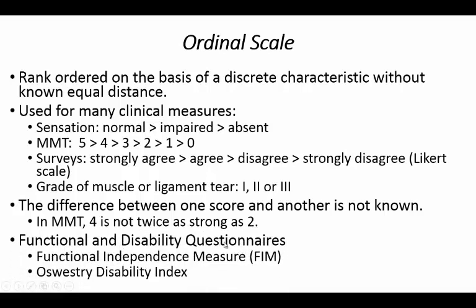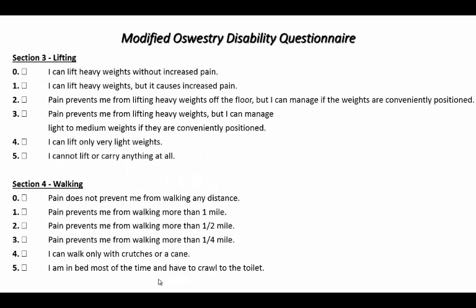Functional and disability questionnaires usually have these types of questions. For example, the FIM, the Functional Independence Measure, and the Oswestry Disability Index is another index. Let me show you an example. This is the modified Oswestry Disability Questionnaire, and it has several sections. This section happens to be on lifting. It asks the question about lifting.